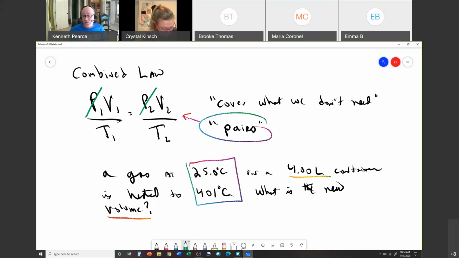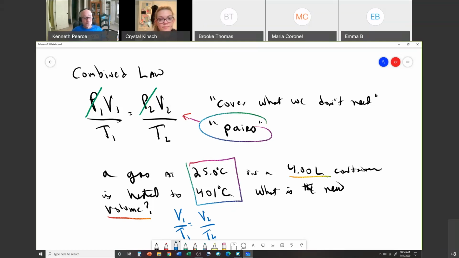So what's the equation that I need now? And this answers the question, well, what equation do I use? Well, here it is. You marked off the pressures. It's V1 over T1 equals V2 over T2. There it is. This is the equation that you need.